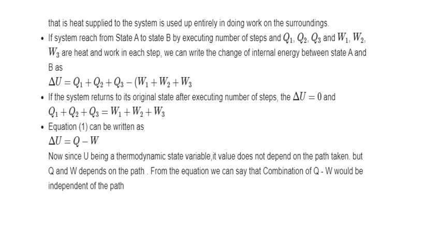If a system reaches from state A to B by executing a number of steps, we can write the change of internal energy between states A and B as delta U equals Q1 plus Q2 plus Q3 minus W1 plus W2 plus W3 and so on. And if the system returns to its original state after executing a number of steps, then obviously delta U will be 0, and the sum of the Q's, 1, 2 and 3, must be equal to the work done W1, W2 and W3.